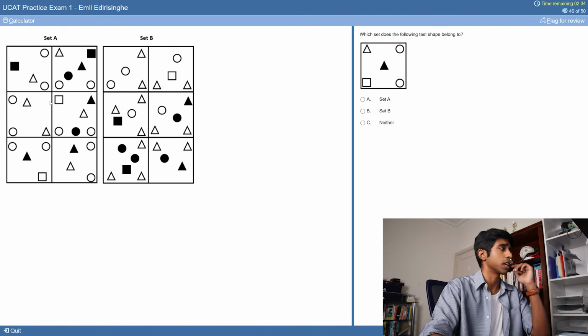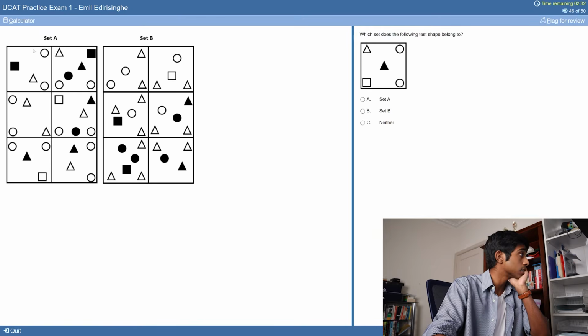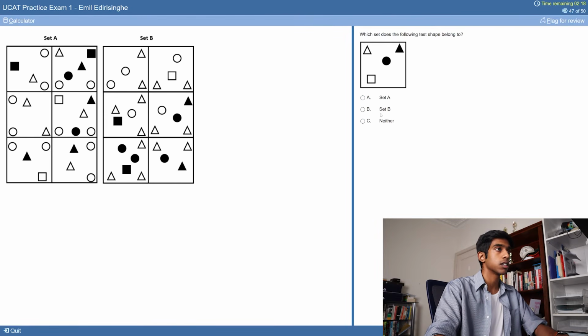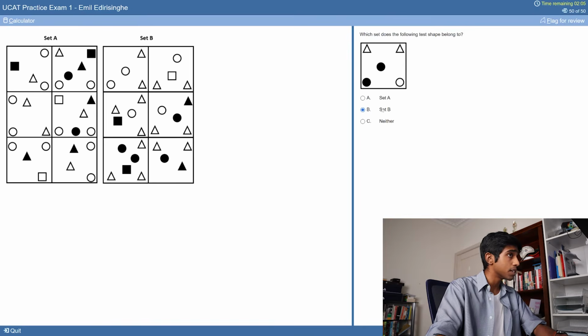This one I'm thinking position again. So look, corners. Yep, so the circles are always in the corners. Or they're like two corners together. So that'd be two triangles in the corners. I don't know if there's anything else, but I'm just gonna go with that. Set A. And they're always the same color as well, yeah. Okay. Neither. Set B. Set B.